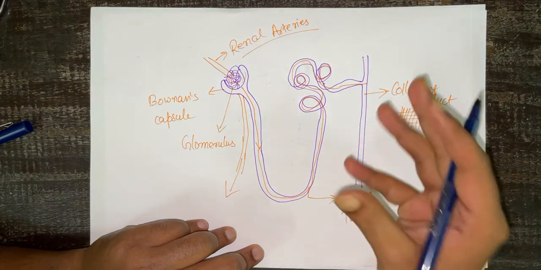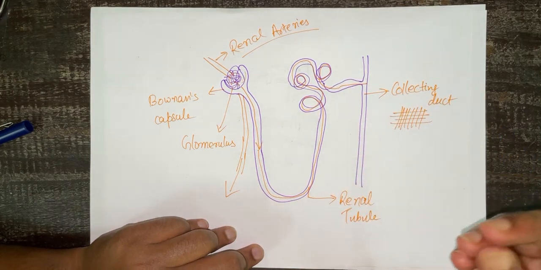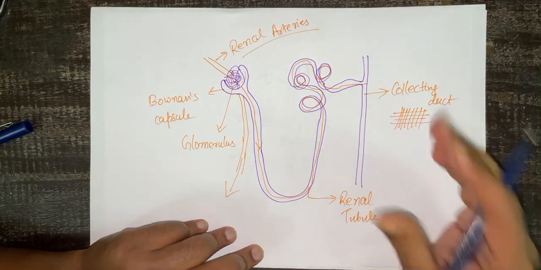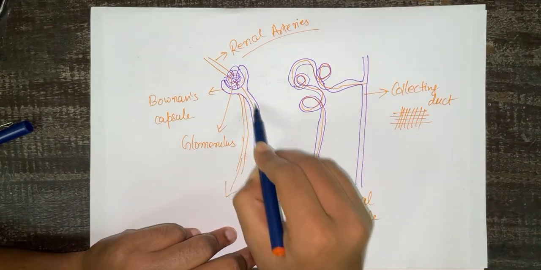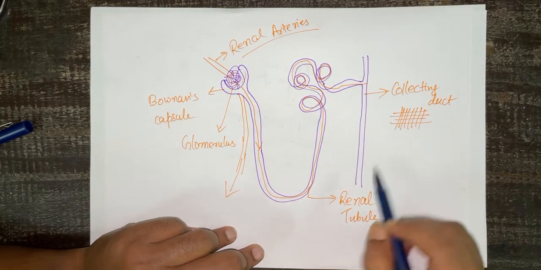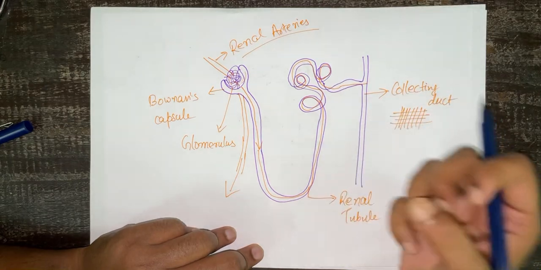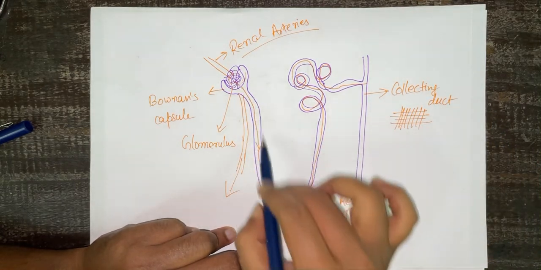For example, some sort of protein, amino acids, or some sugar molecule, or some fats and lipids, or some minerals, or vitamins. These things may leak out into this tube. So what happens inside this tube? The major function of this tube is to reabsorb whatever essential components have passed on to the tube.